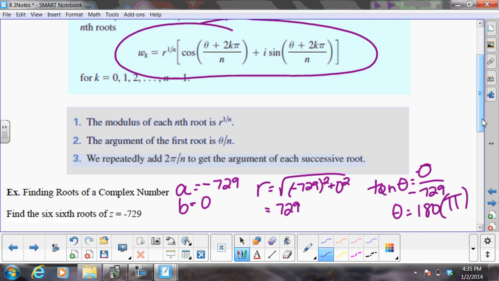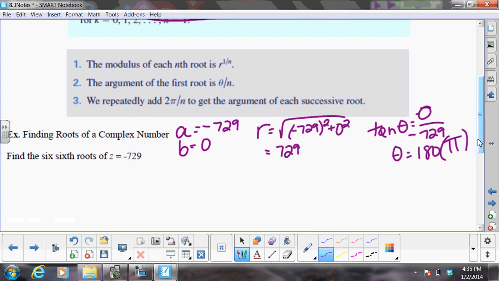They want the sixth root, so n is 6. Write that down. N is 6. Are we good so far? In our trig form, I'll write that down too. Z equals 729 cosine pi plus i sine pi. Okay, that's the original trig form.